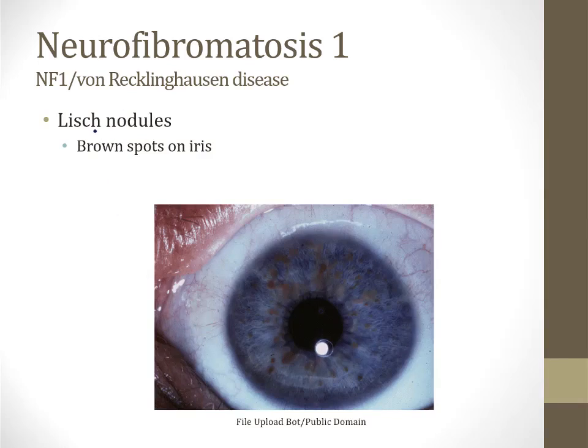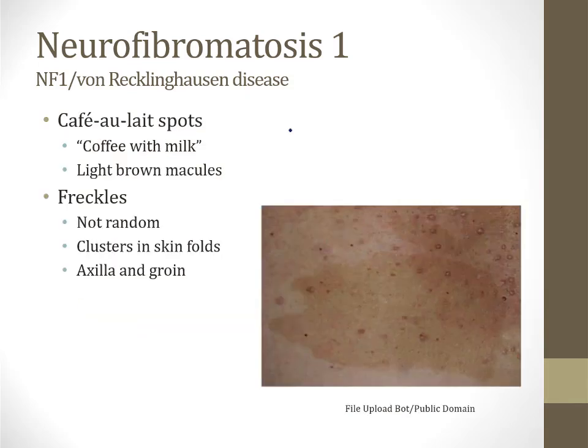So the eye findings in neurofibromatosis are called Lisch nodules. These are brown spots on the iris. If you look at this picture of a person's eye here from someone who has neurofibromatosis, there are brown spots on the iris. Those are the Lisch nodules of neurofibromatosis. So we've talked about the nerve findings, those are the neurofibromas. We've talked about the eye findings. Now let's talk about the skin findings of neurofibromatosis.